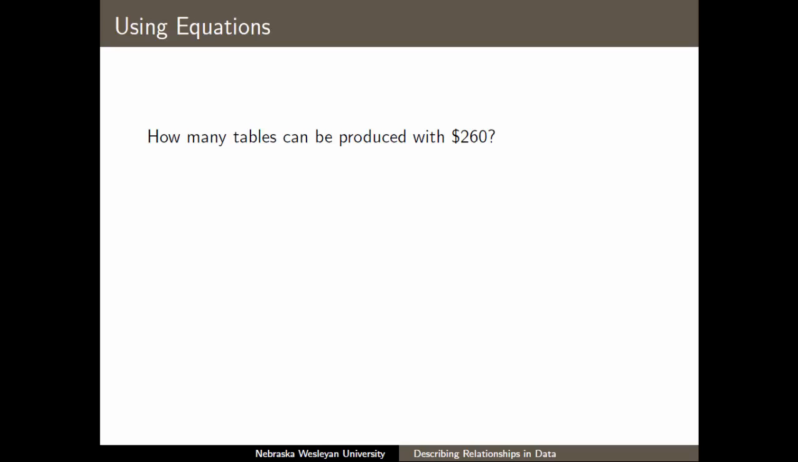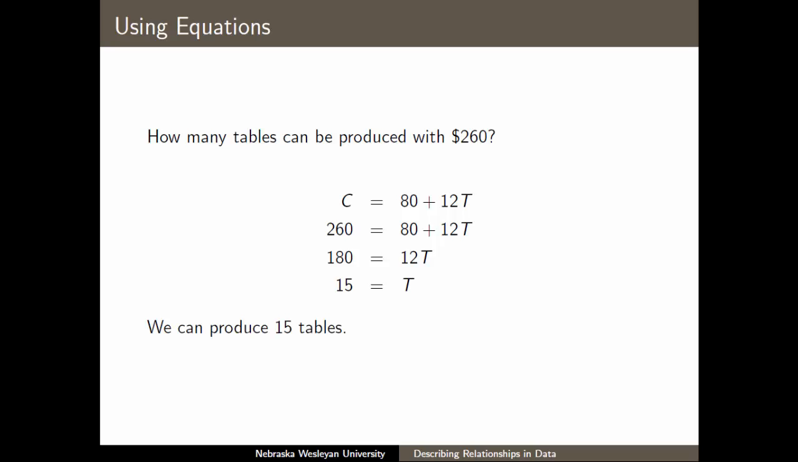Another type of question we could ask is, if we know we're willing to spend $260, how many tables can we produce on that budget? This time what we know is that the value of c should be the $260, and it's the number of tables that we're trying to determine. So I substitute 260 for c, and then I should try and solve this for t. So I subtract 80 from both sides, and then divide both sides by 12, and now I've isolated t, and I see that I can produce 15 tables on a budget of $260.